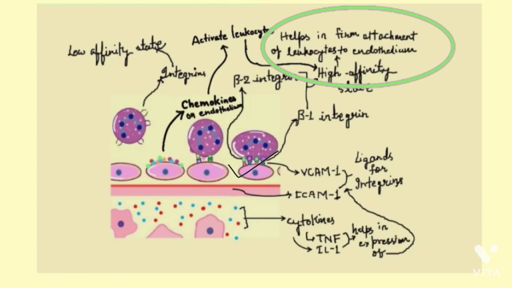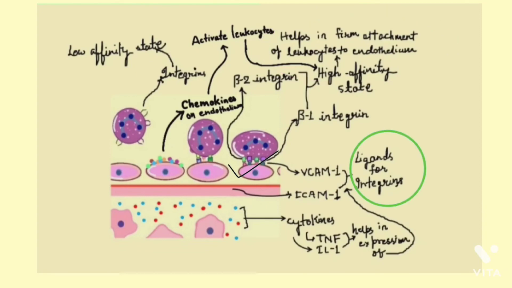For leukocytes to bind to endothelium, certain ligands for integrins are expressed on endothelial surface in response to cytokines, tumor necrosis factor, and interleukin-1. These ligands are intercellular adhesion molecule 1, which binds to beta-2 integrin, and second is vascular cell adhesion molecule 1, which binds to beta-1 integrin molecule.